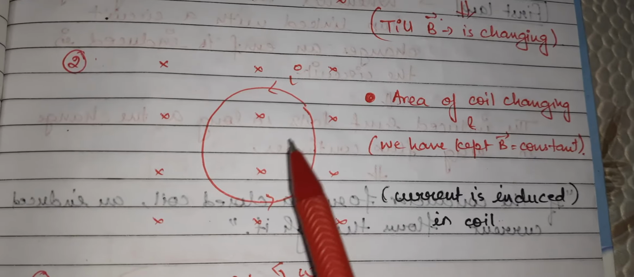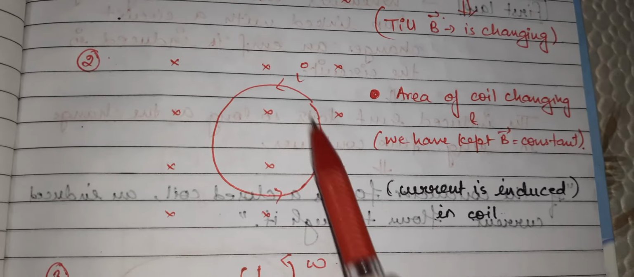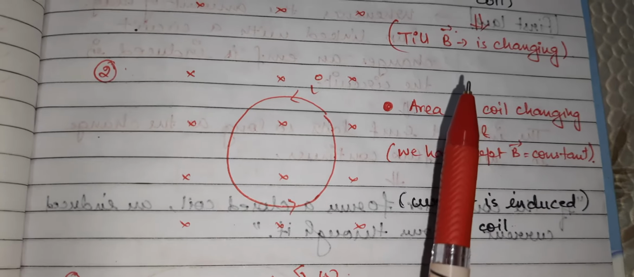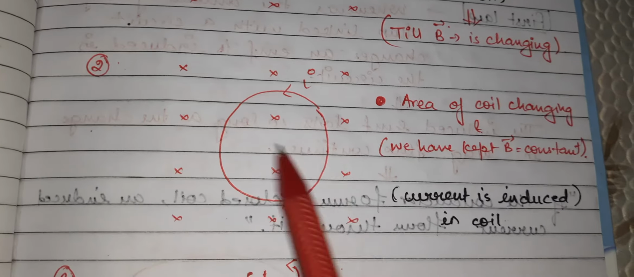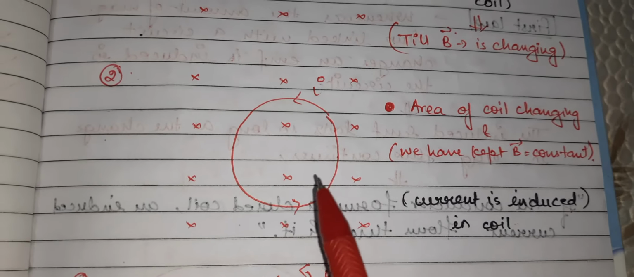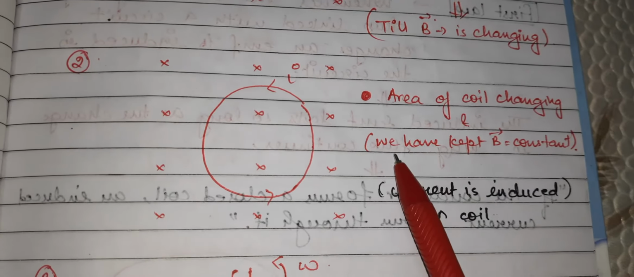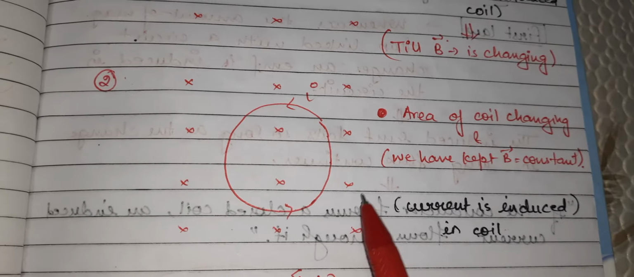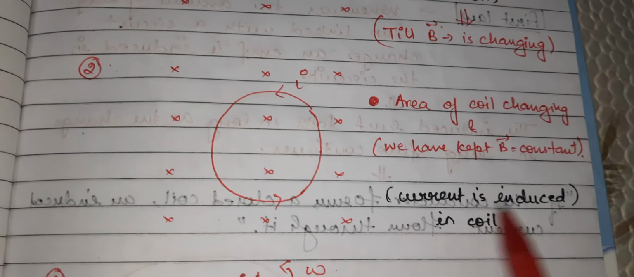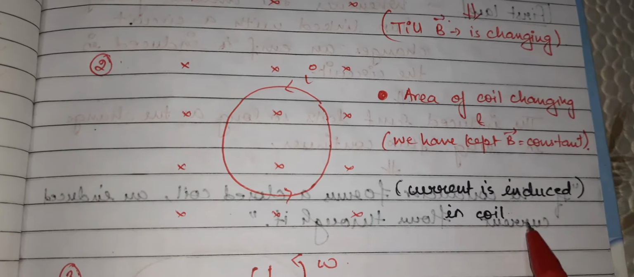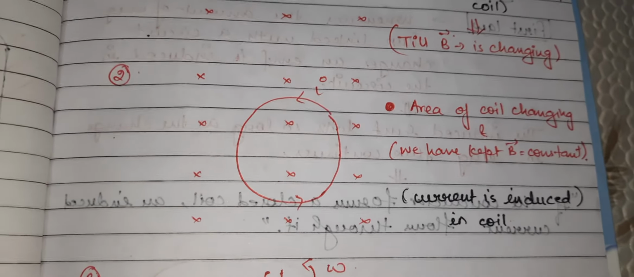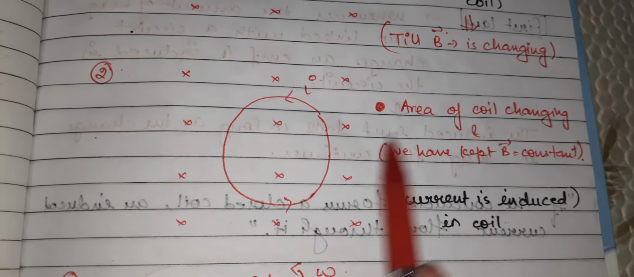Second, in the second diagram, they are not changing the magnetic field strength, but instead they are changing the area of the coil. They can increase the area of the coil or decrease it. The magnetic field line direction is kept the same. We have kept B constant, both direction and magnitude. Again they observe that a current is induced in the coil, and it is induced as long as you keep on making this change.